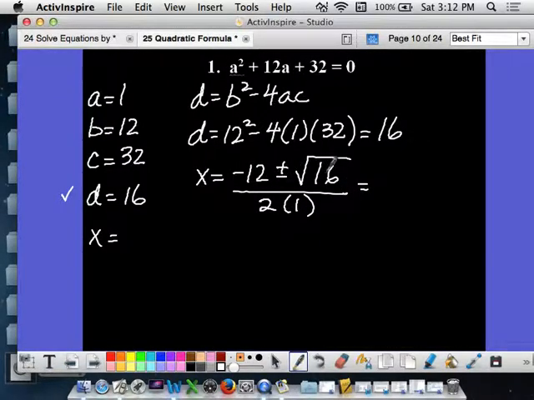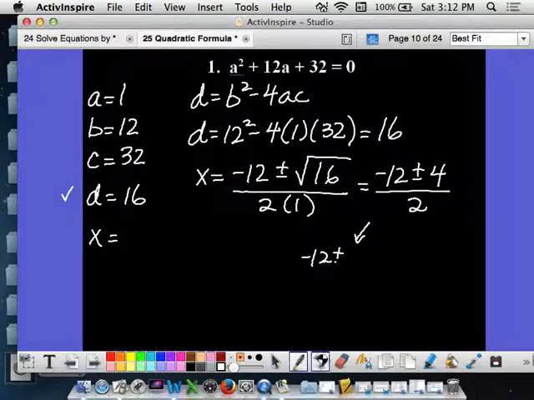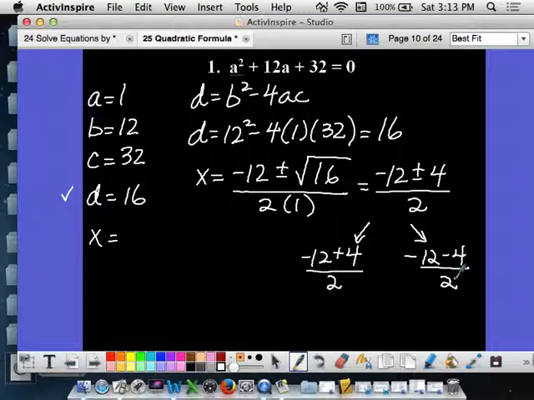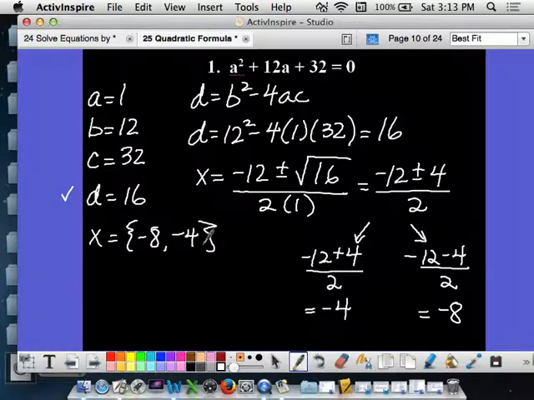You want it to work through, take the square root where you can. So I have negative 12 plus or minus 4, the square root of 16, all over 2. And so now I have 2 answers that I know I'm going to have. Negative 12 plus 4 divided by 2. And I'm going to have negative 12 minus 4 divided by 2. Well, negative 12 plus 4 is negative 8. Divided by 2 is negative 4. Negative 12 minus 4 is negative 16. Divided by 2 is negative 8. So I know that my answers are going to be negative 8, negative 4.